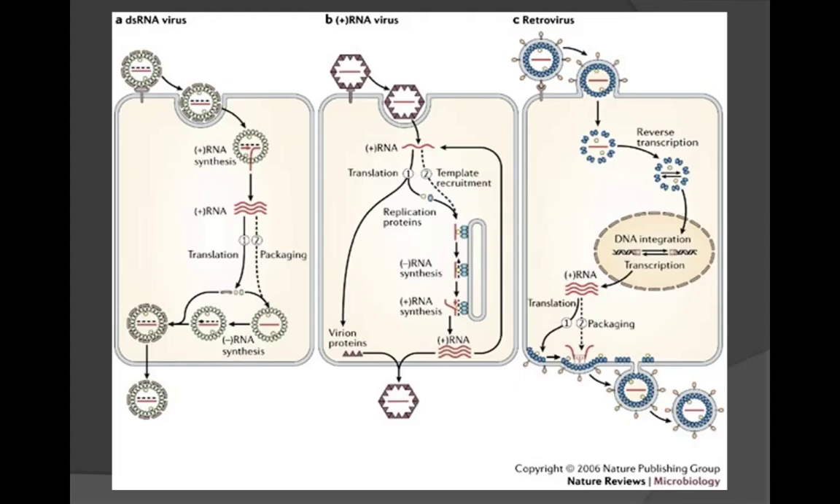Finally, in this diagram, we have a typical retrovirus. In this case, once the host is infected, a reverse transcriptase enzyme will turn the RNA strand into a DNA fragment that can then be injected into the host genome. Once this is injected into the host genome, it can easily be transcribed and translated. This will then lead to the assemblage of more viral particles.